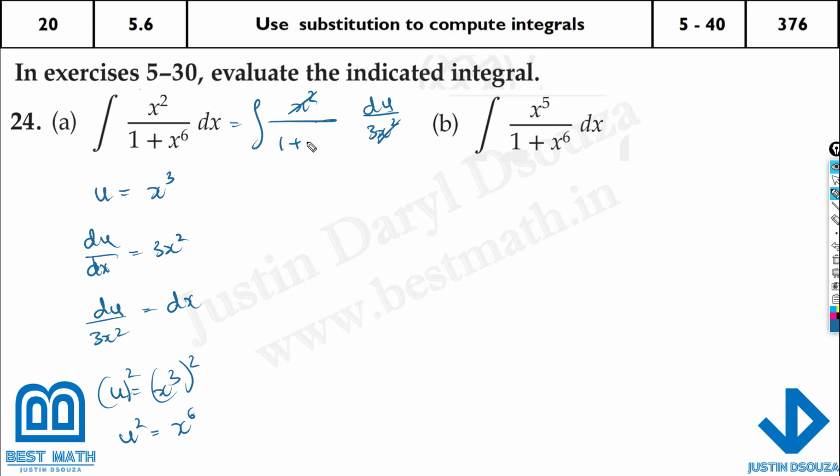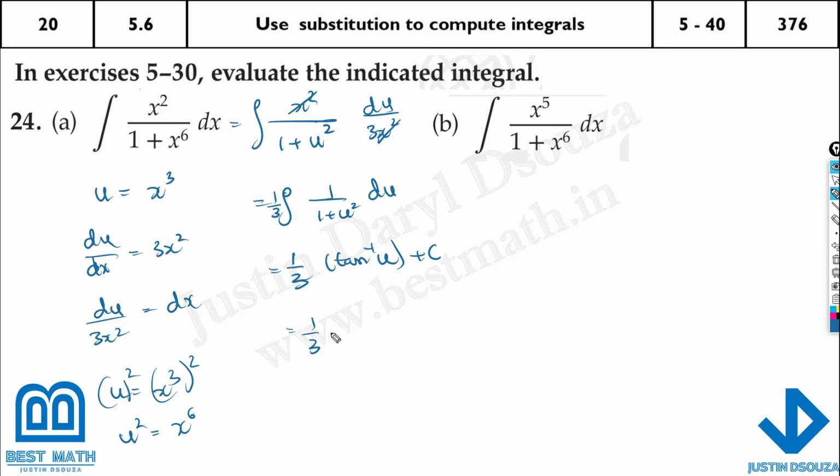So here I'm not going to write u, it's u power 2. And now this integral, it's 1/3. I'm going to write it out, 1 by 1 plus u squared du. It's similar to 1 by 1 plus x squared dx. It's tan inverse x. So the answer is 1/3 of tan inverse u in this case plus c.